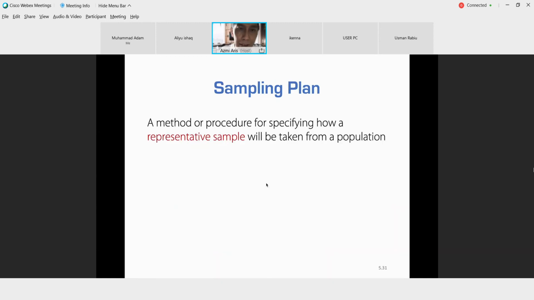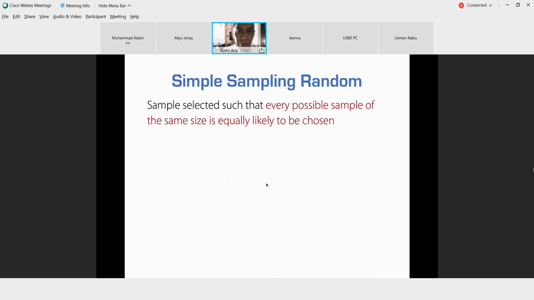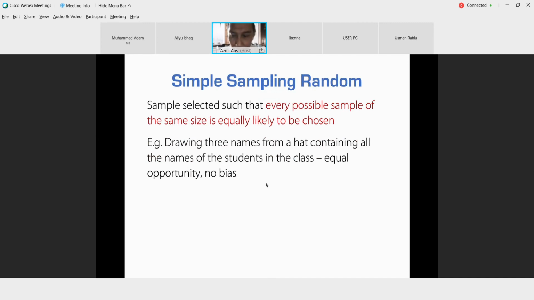So there are two types of sampling. One is called simple random sampling, and the other one is called stratified random sampling. Simple random sampling is very simple because it's also named simple.